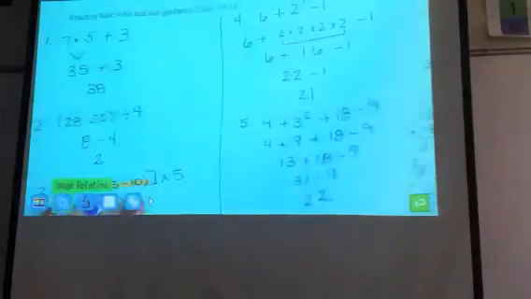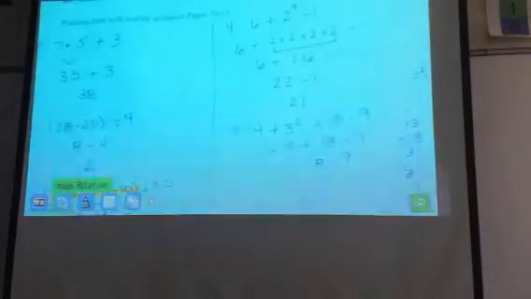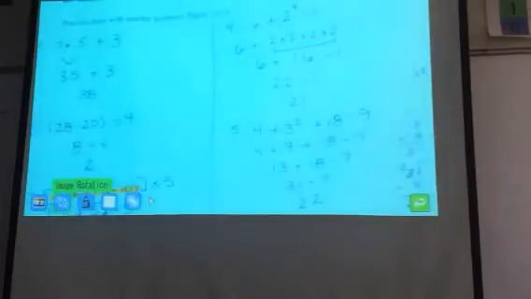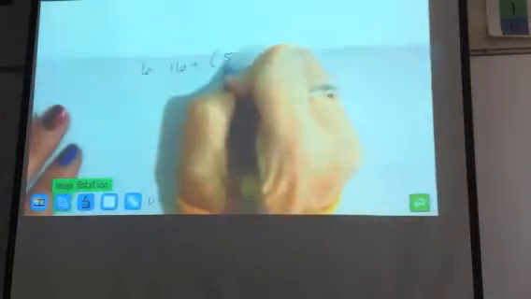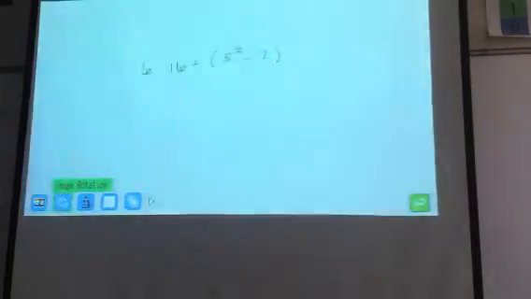All right, number 6. Let's see where I can fit that in. I will get a scrap piece of paper. Give me 1 second. All right, we will do number 6 on white. So number 6 is 16 plus, parentheses, 5 squared minus 7, parentheses, divided by 3.